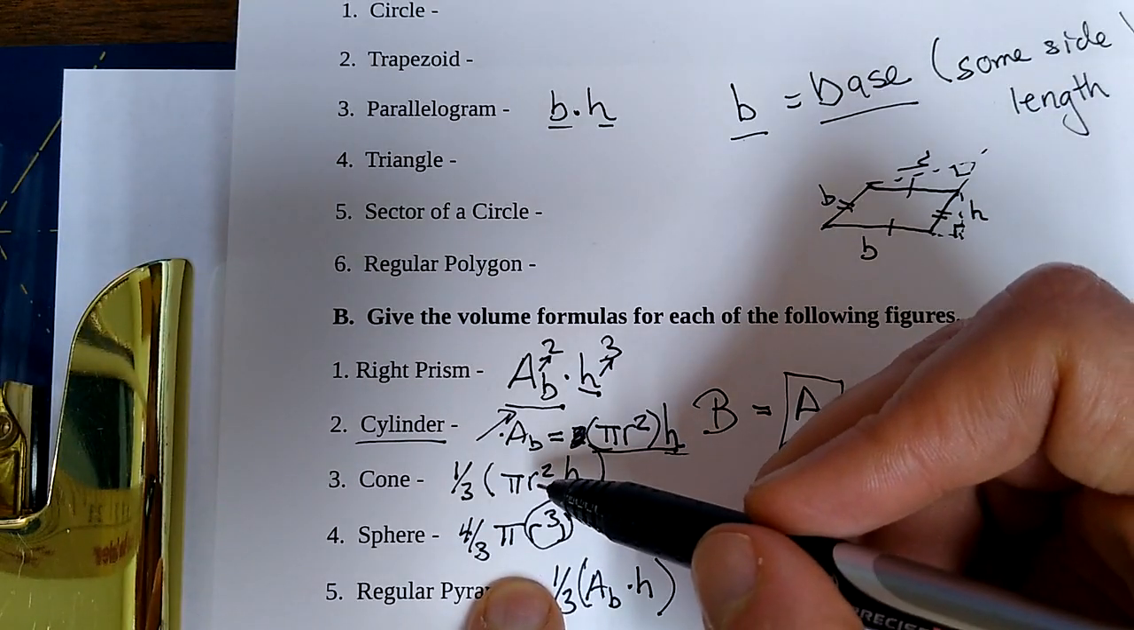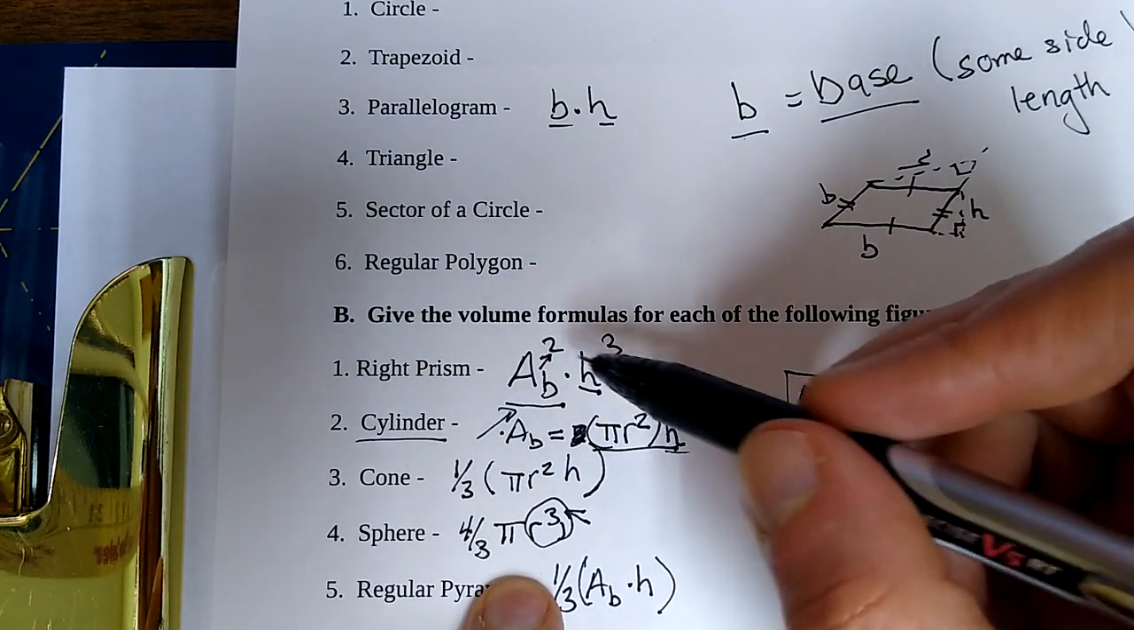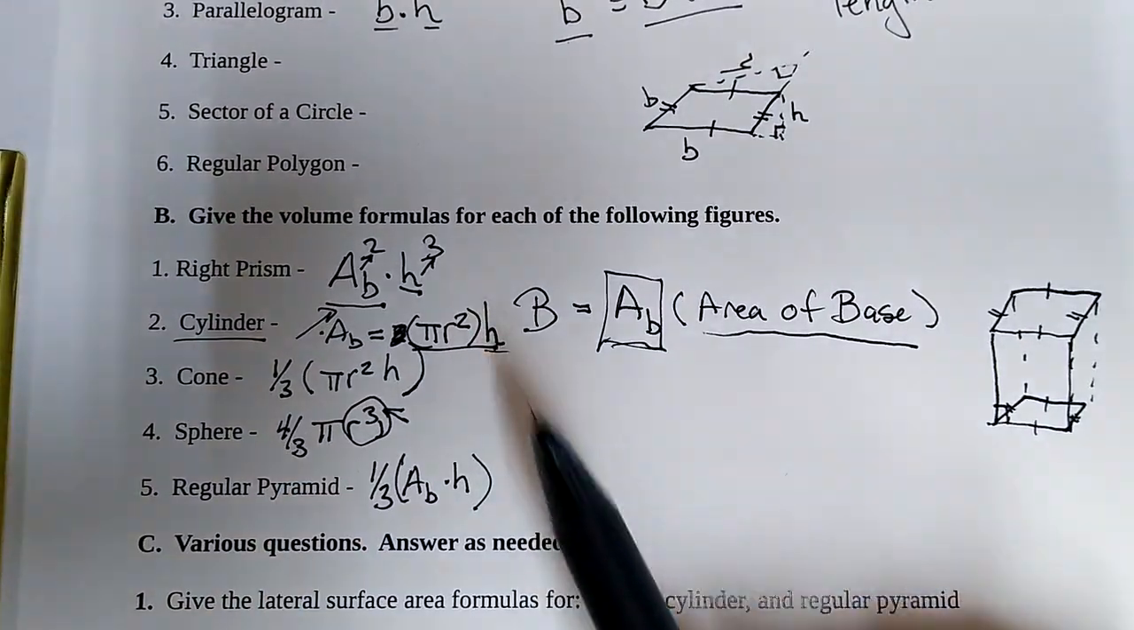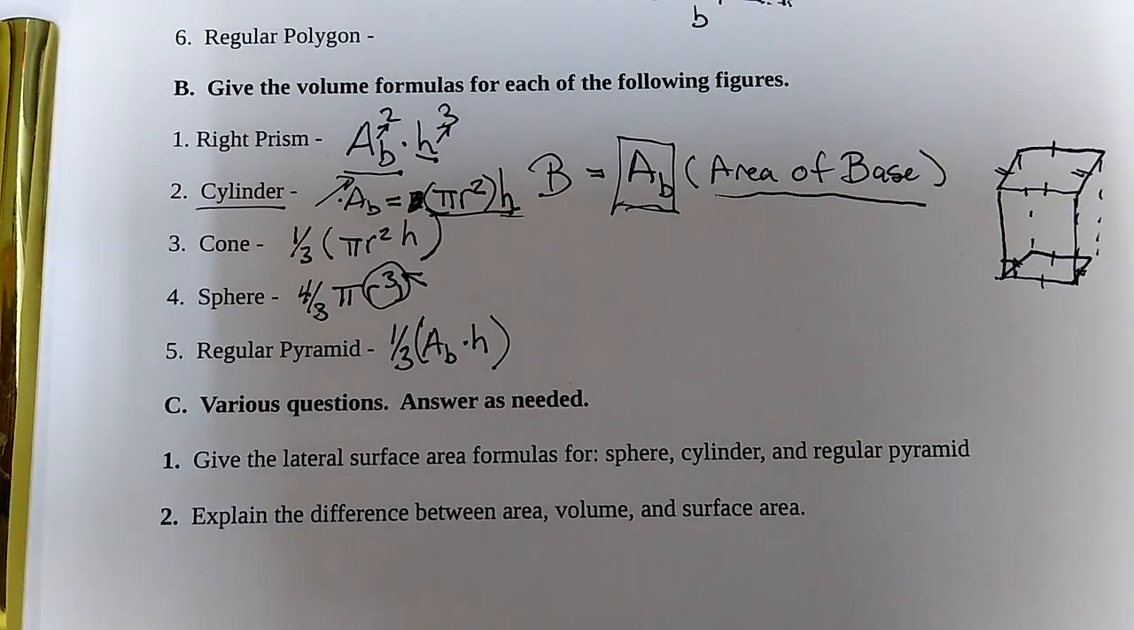In the other ones, I have radius times radius times height. It's still 3 dimensions. Depending on what the base is, you're going to have 2 dimensions from the area, and then the height gives you your 3rd dimension. Okay, so I hope that's clear, and I hope that helps you understand some of the corrections that we made.